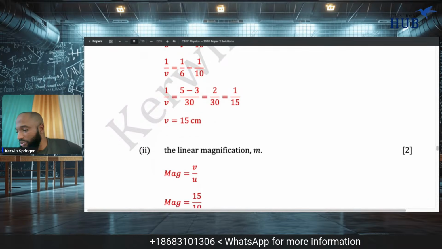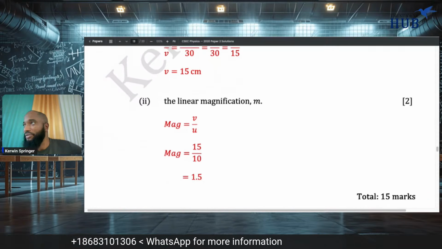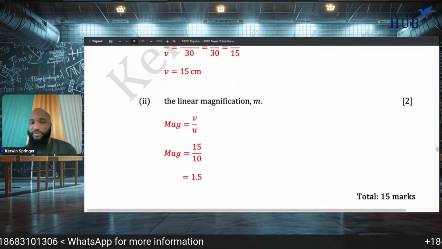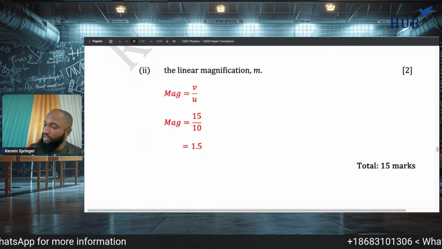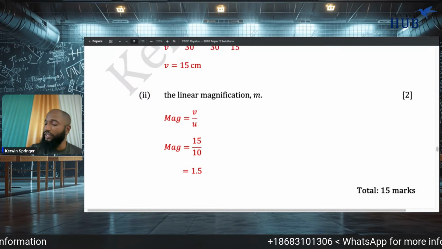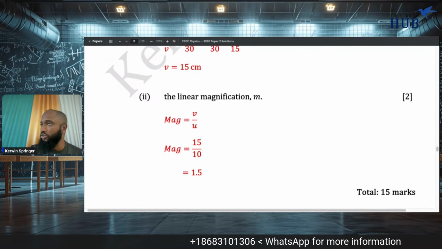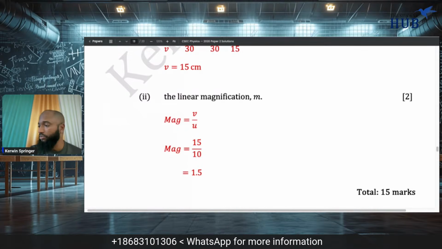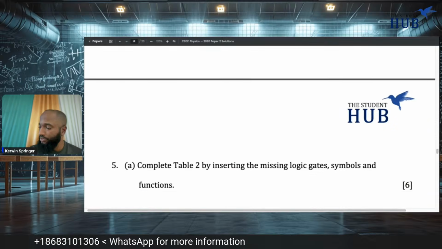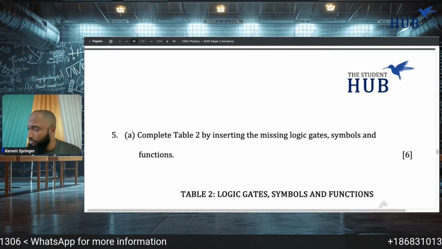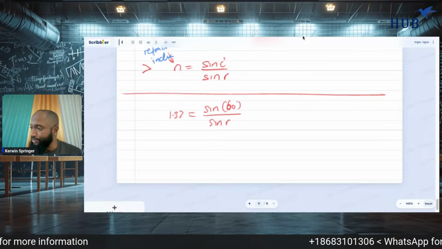So V over U is 1.5. Marks, another 15 marks down. Anybody have any questions about this 15 marks? Nope. Good to go? Let's do a quick example again.